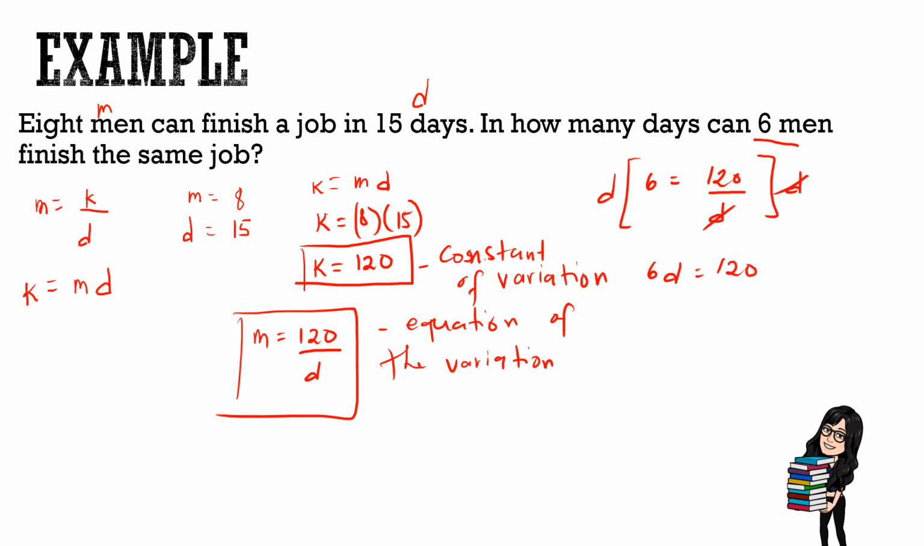Since we want to find the variable d, we will be dividing both sides of the equation by 6. So this will be cancelled out. What is left is d. And then dividing 120 by 6 will give us a quotient of 20. Therefore, we can conclude that 6 men can finish the same job within 20 days.